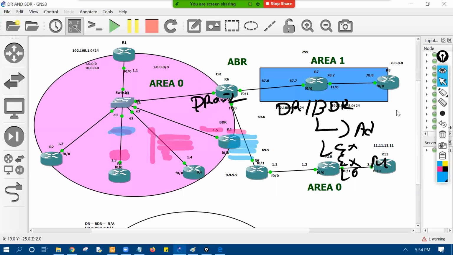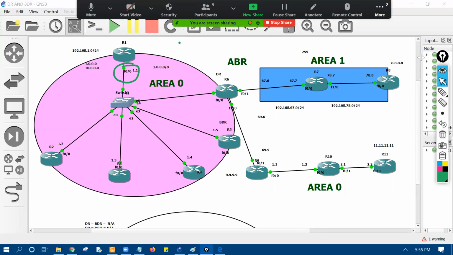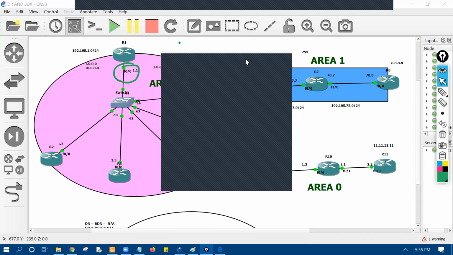Quick question. If someone asks you in an interview a simple question: how many neighborships will a single interface form? Right now it's 5, but it can form unlimited.